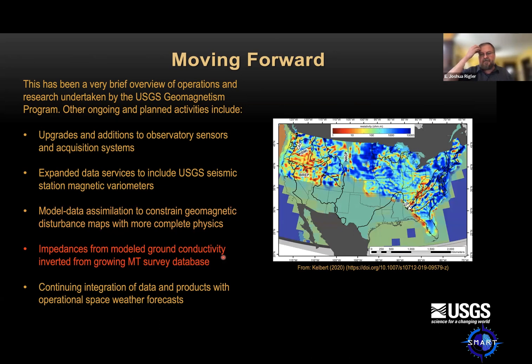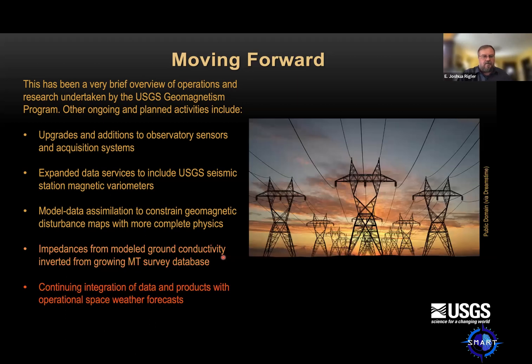And also, even though we have a fairly high density grid of these magnetotelluric impedances, the conductivity of the Earth varies over pretty short spatial scales, sometimes kilometers or less. And so it's almost better to model the conductivity and then back out an impedance from that at an arbitrary location. This plot here is just an example of some work a colleague of mine, Anna Kelbert, did on conductivity models over the US.